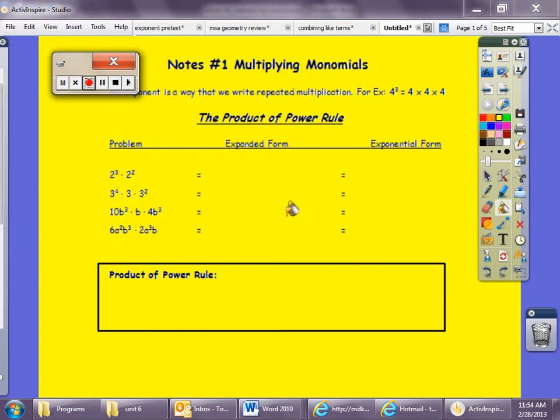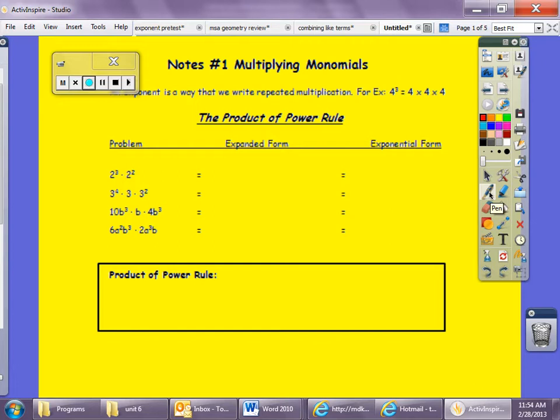Alright, note number 1, multiplying monomials. An exponent is a way that we can represent repeated multiplication. For example, if we have 4 to the third, it just means 4 times 4 times 4, or we have 4 three times, which would give us 64.